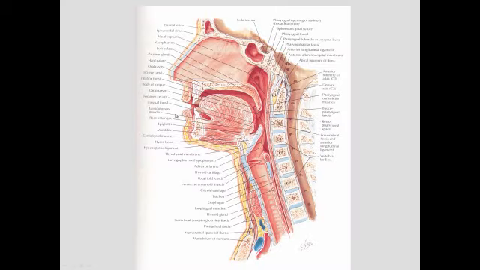Netter gives us a very nice diagram of this. This would be a what kind of section, class? A sagittal section sliced right through the center of the head. Here's the opening to the Eustachian tube. Here is your palate. Here's your soft palate. Here's your uvula, tongue, teeth, nose. You got it? Nasal cavity, right?